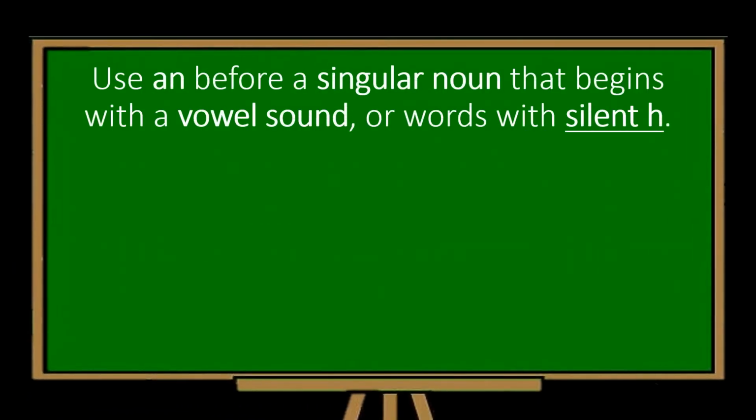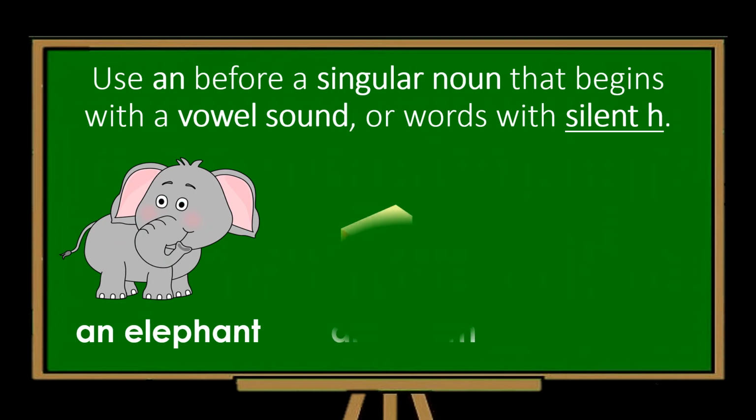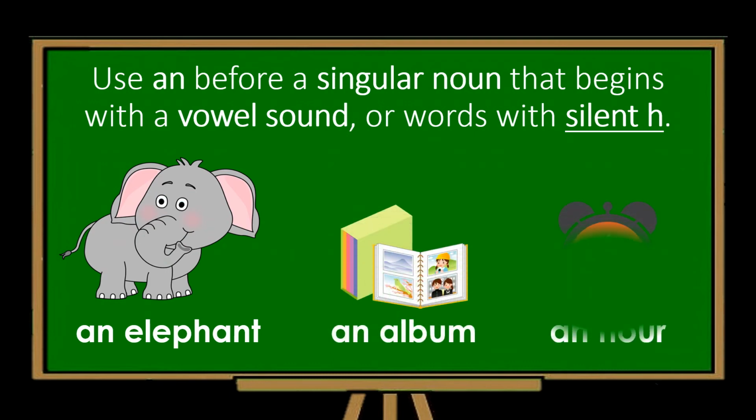Also, use an before a singular noun that begins with a vowel sound or words with silent H. For examples are an elephant, an album, an hour.